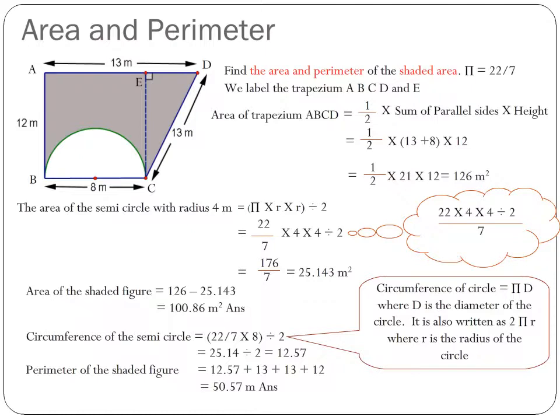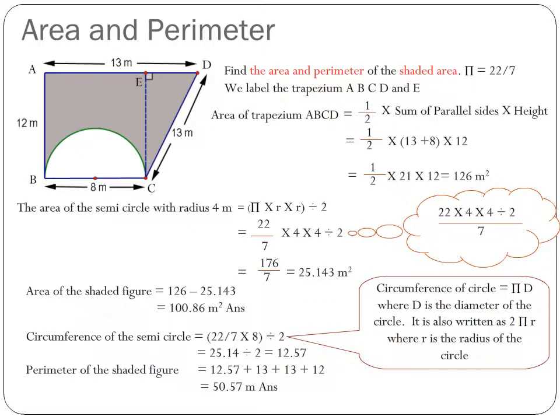The area of the semicircle with radius 4. This is the semicircle with the diameter 8. So if you look at BC, BC is the diameter of the white semicircle, and the radius is half of that, which is 4. So I take pi times r squared, which is the area, divide by 2, because this is only half the circle that we're interested in.